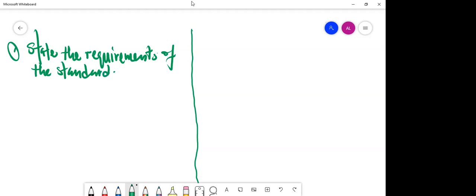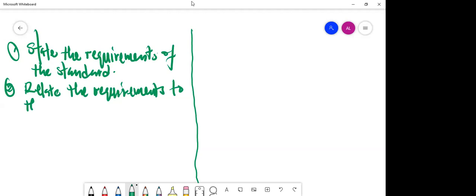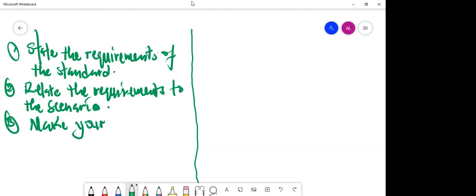State the requirement of the standard that is involved. Number two, relate the requirement to the scenario in the question. That's the question. So relate the requirements to the scenario. Then three, make a conclusion. Make your conclusion, okay? That's what you are doing.